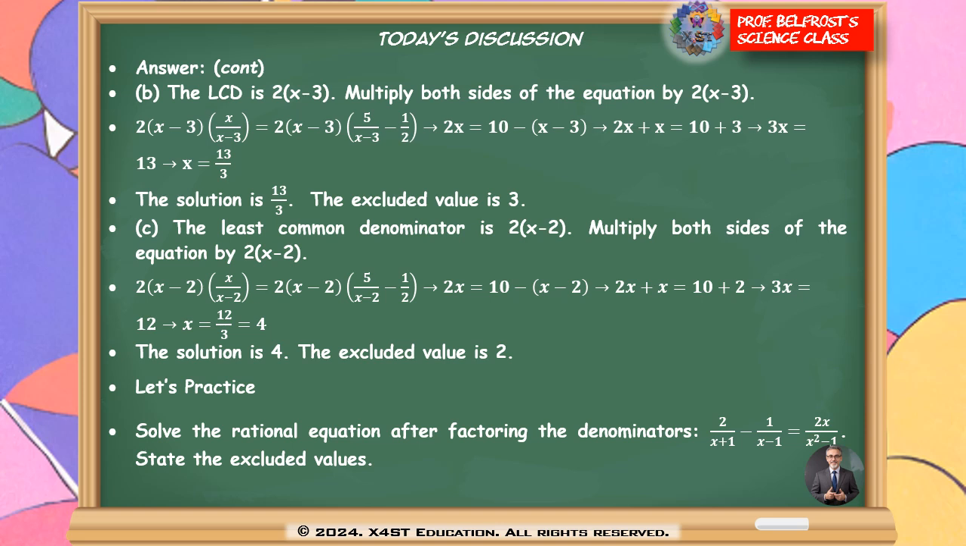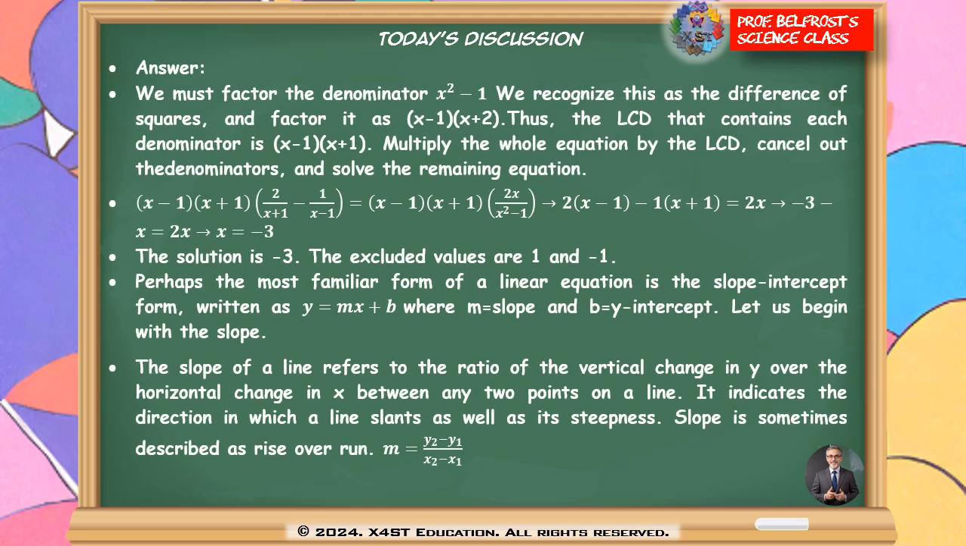Okay, the next example, fourth one: solve the rational equation after factoring the denominator, which is given, and state the excluded values. First, the right hand side, we need to factor it out to make it x minus 1, x plus 1. Actually I made a mistake, that's not x plus 2.